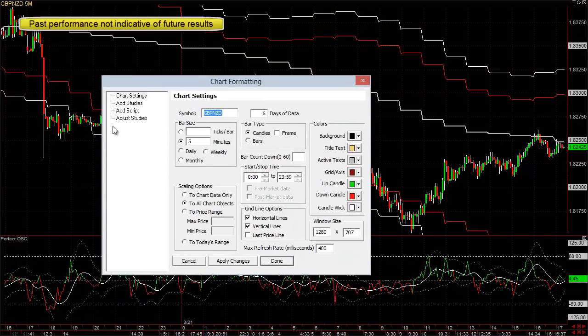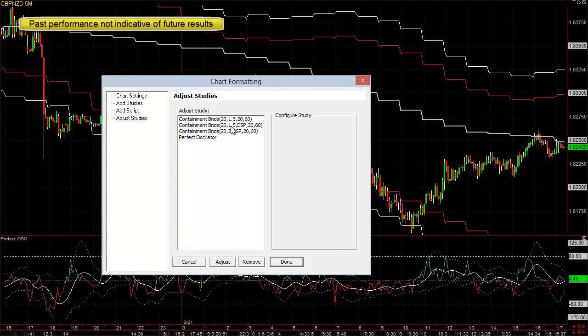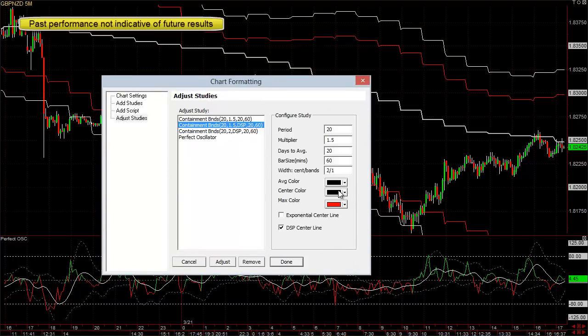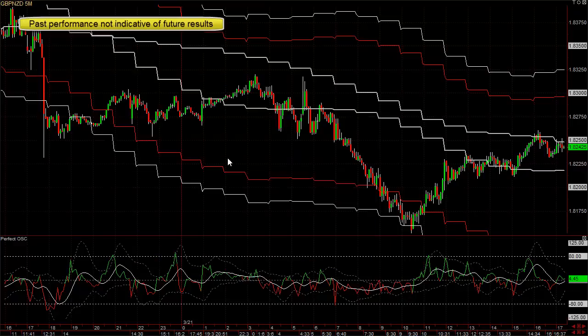I prefer not to see it. You can see I have the digital signal processing here in the center line. I made it black, but if you wanted to see it, you could certainly put it on there. And the hourly digital signal processing based moving average is very fast compared to the regular hourly, which makes our containment bands much more accurate, both on here and the Bollinger Bands off of the perfect oscillator's digital signal processing based moving average. It's very quick, very responsive, and as low a lag as you can possibly find without whipsaws.